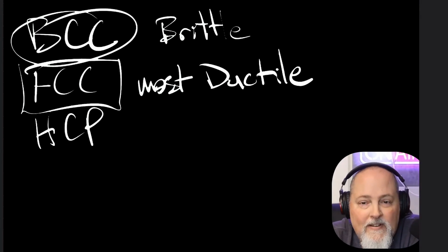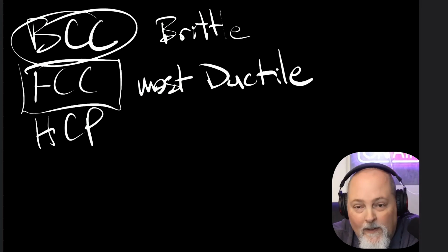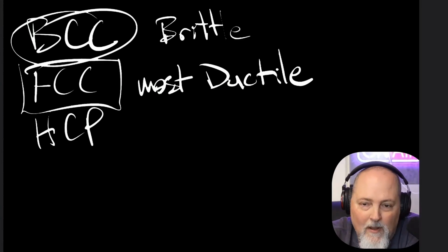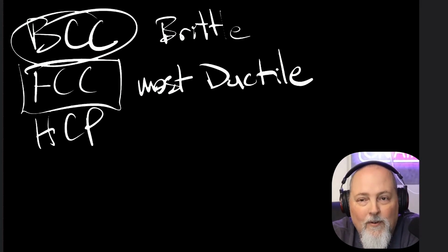BCC brittle. How do we remember FCC is ductile? FCC like the airplane. Airplanes have ducts, ductile. FCC airplanes ductile. There you go. HCP is strong, but it doesn't slip a lot. HCP has limited slip. It's the least ductile, and this is one of the most important comparisons in the module. If you understand that FCC equals the easiest slip and the best ductility, you will answer several of the questions correctly.